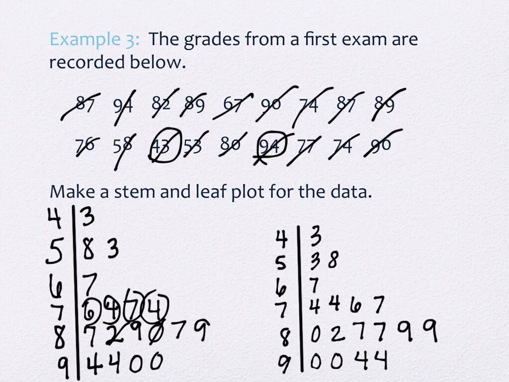If I look at that original data, I don't know. Am I drawn to the 43? Am I drawn to the fact that there's several 80s? Am I drawn to the fact that there's still several people who didn't pass? I don't know. It's not nearly as easy to make a generalized statement about it as it is when I put it in a stem and leaf plot.